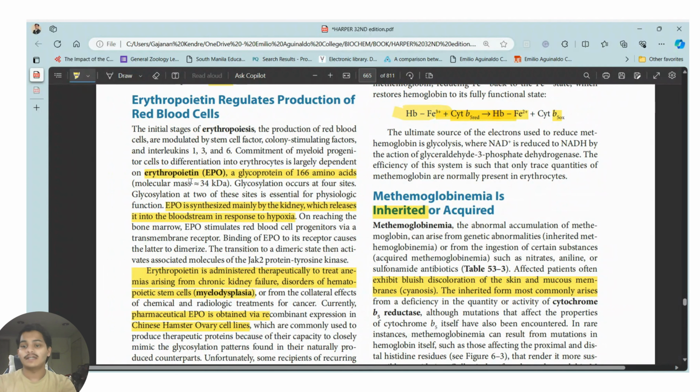As I said earlier, EPO is mainly synthesized by the kidneys and released into the bloodstream in response to hypoxia. The thing is, the proximal cells of our kidneys, the PCT cells, contain the genes which are specifically responsible for erythropoietin production. These genes get activated and produce erythropoietin once they are exposed to hypoxia, meaning low oxygen levels. It can happen in the case of an accident, or if you are traveling to high altitude places.